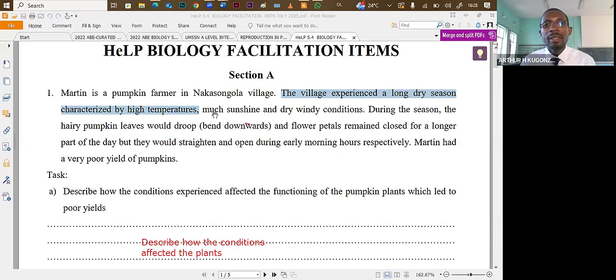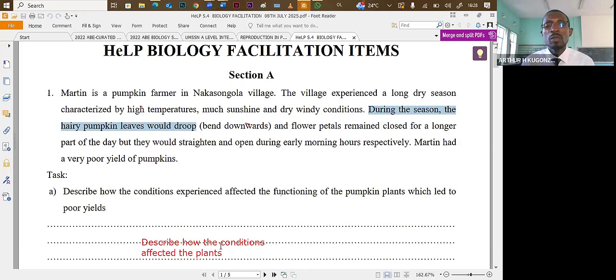Then I will continue reading. Much sunshine and dry windy conditions. That statement still doesn't give me what I'm looking for. I'll continue reading. During the season, the hairy pumpkin leaves would droop. I think there is something there. They are saying the hairy pumpkin leaves would droop.